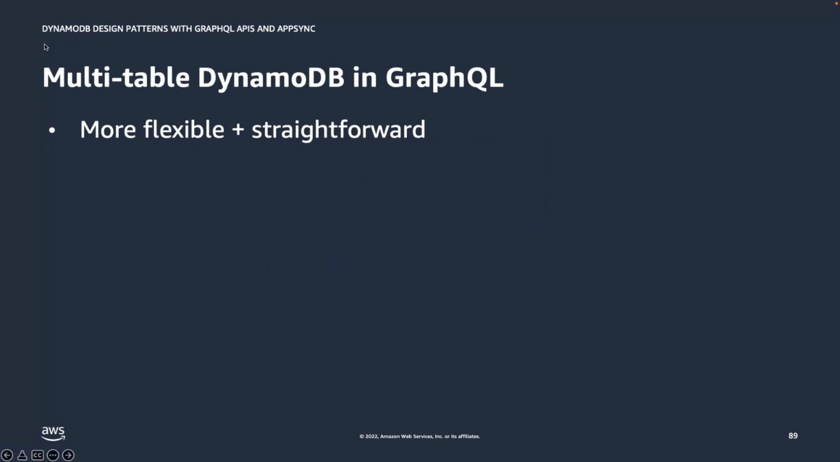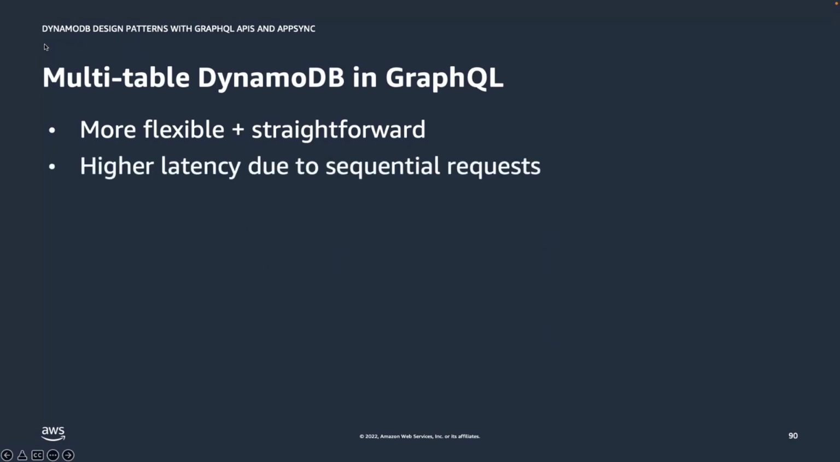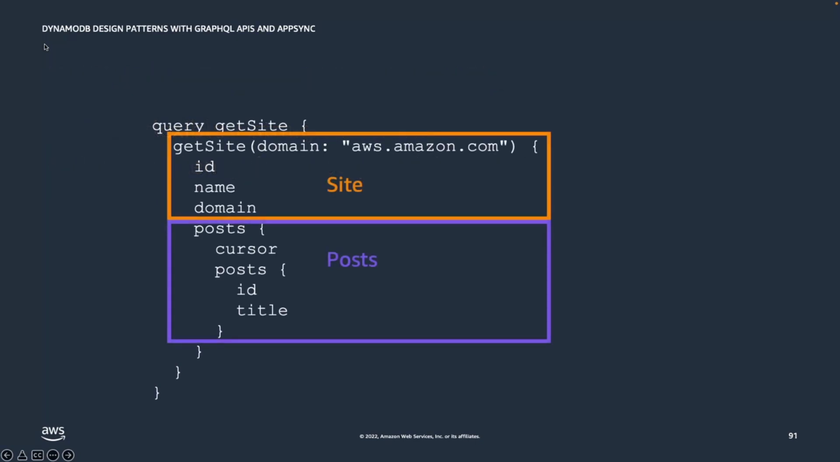So the benefits, again, are more flexible and more straightforward. The downside is it's going to be a little higher latency, right? Because you're making multiple sequential requests in your GraphQL backend. So let's go back to that query again and think about what's happening as our GraphQL server is processing this. This query comes in. The first thing that's going to happen is it's going to call that site resolver to resolve that site, fetching that site object from our DynamoDB table. And then once that is complete, it's going to move on to the nested part of that query, the post part, to handle that.